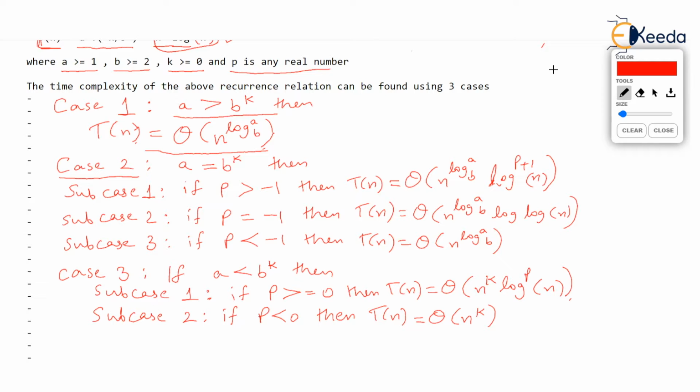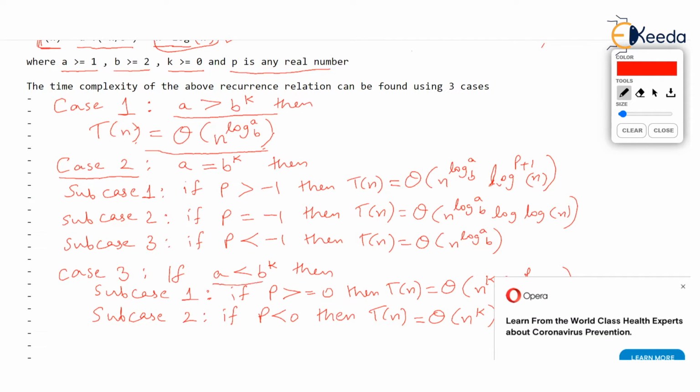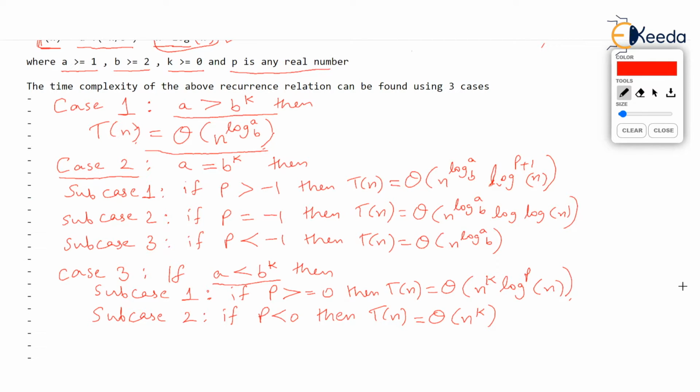now you see case 3, I am reading it. Case 3 is if A is less than B raised to K. Imagine if A is less than B raised to K, then again two cases arise. Subcase 1 under case 3 is if P is greater than or equal to 0. Then T(n) is theta of n to the power K times log to the power P of n, and if P is less than 0, then T(n) is theta of n to the power K. Now this is the absolutely full version of Master's theorem.